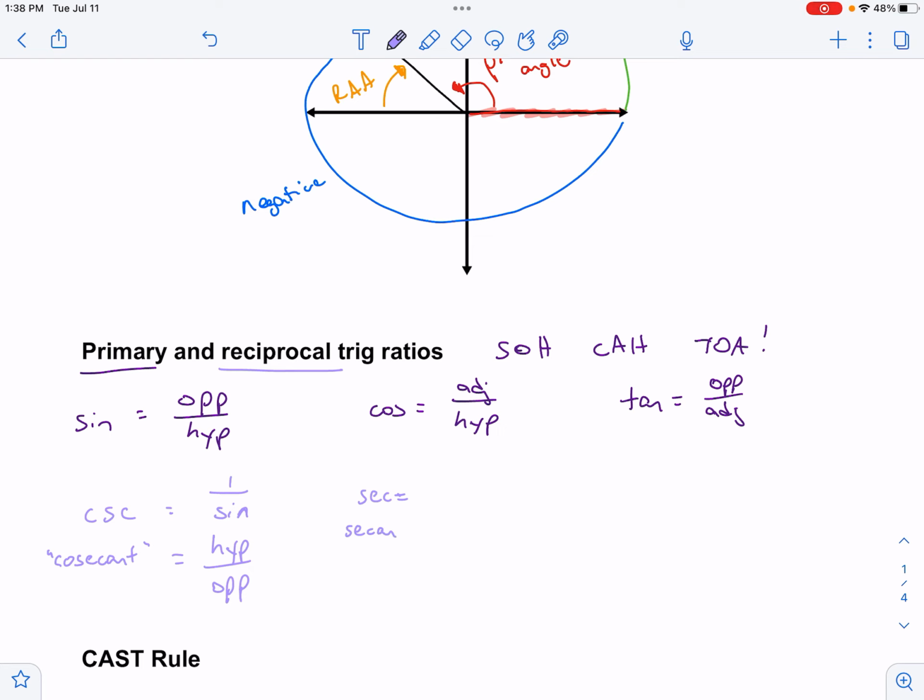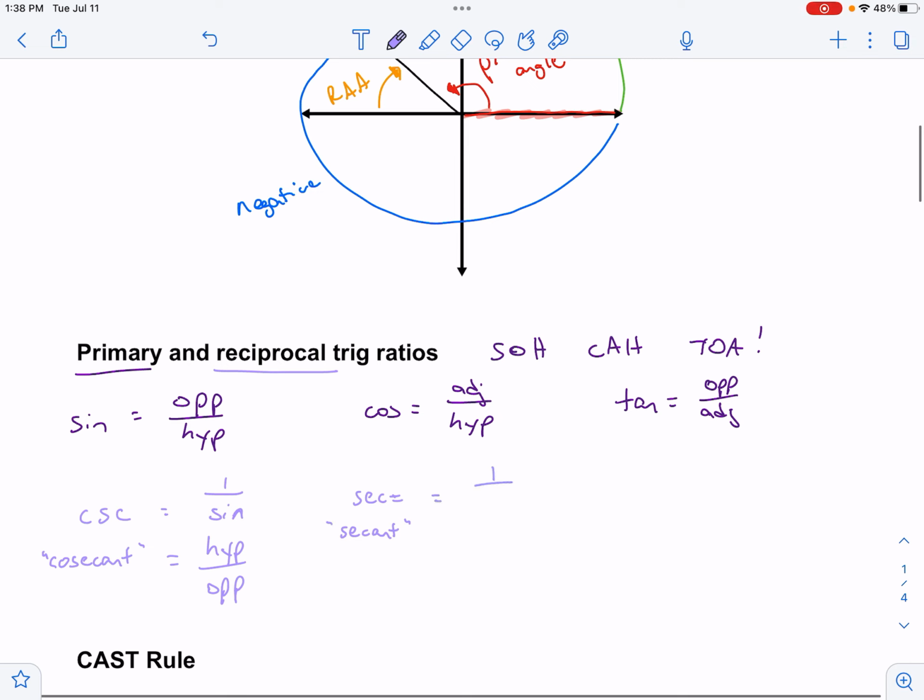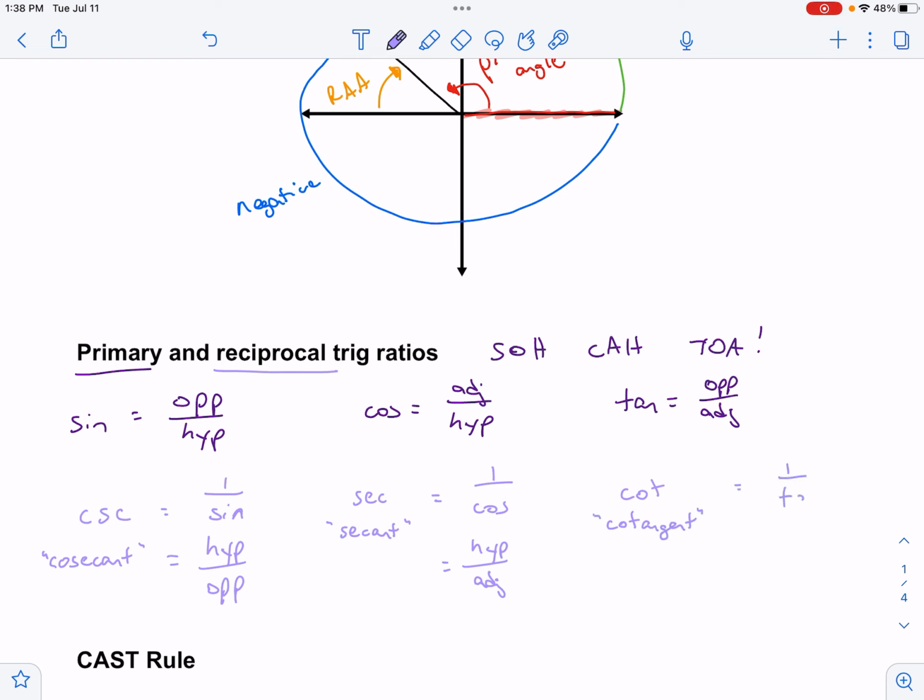Secant is 1 over cosine, or you just flip it, hypotenuse over adjacent. And last but not least, we have cotangent. Cotangent, that's 1 over tan, or you just flip and you do adjacent over opposite. Good. We remember sine, cos, tan, we remember SOHCAHTOA, and you remember, or now know, cosecant, secant, and cotangent.